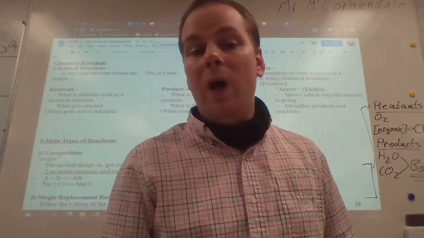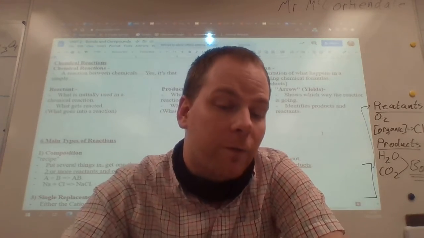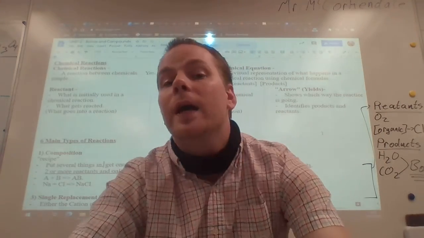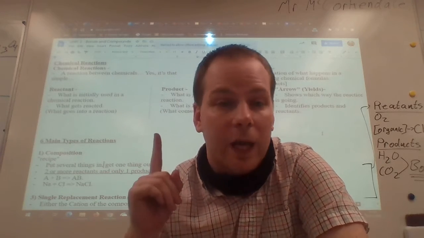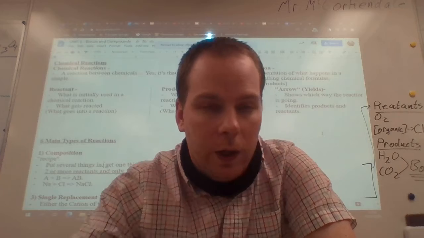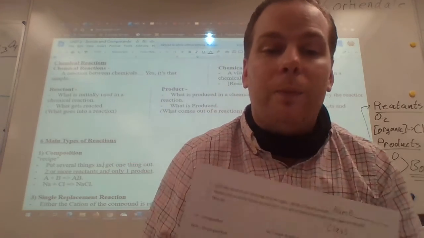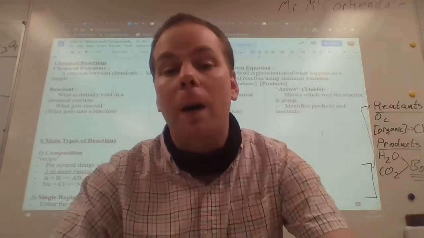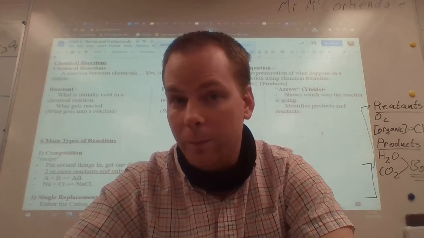That 1 item on the product side is extremely important because one of our 5 reaction types is a composition reaction. In a composition reaction, we put multiple things in, but we only get one thing out. So a composition reaction is putting things together. The key thing that I want you to write down up here under CP, under composition, is 1 product. A composition reaction will always have only 1 product.